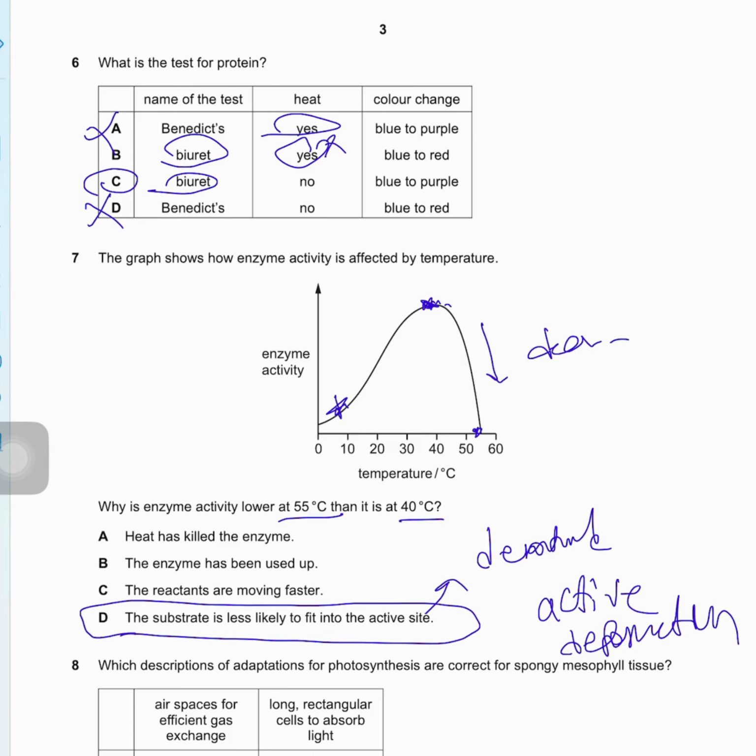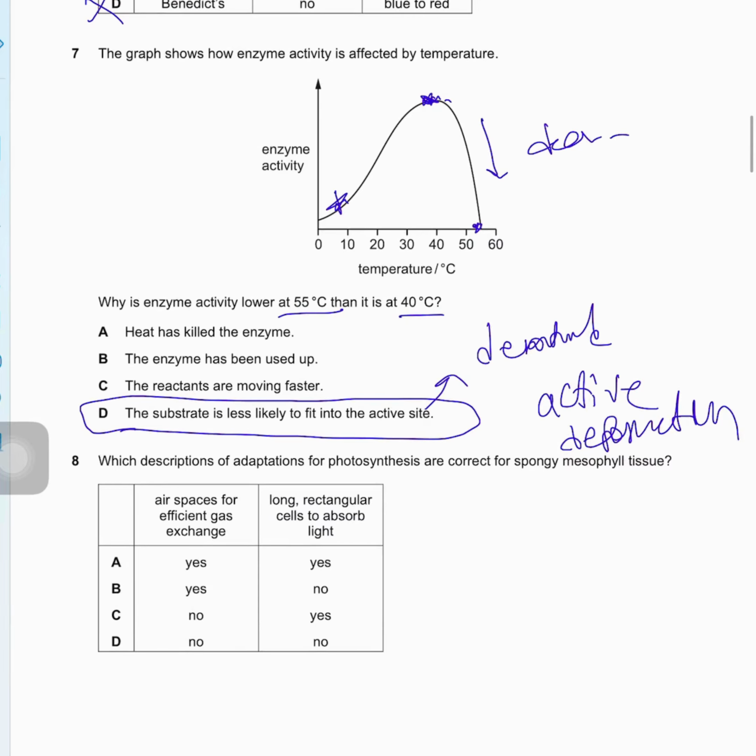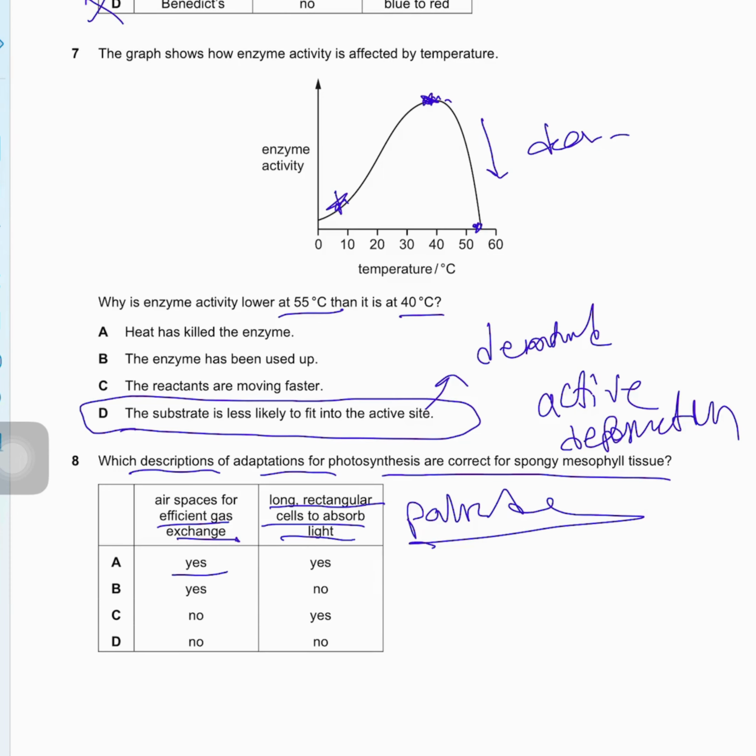Deformation. Number 8. Which descriptions of adaptations for photosynthesis are correct for spongy mesophyll tissue? Statement 1, there are air spaces for efficient gas exchange. Statement 2, long rectangular cells to absorb light. So here he's talking about palisade cells. Yes, there are air spaces. So A and B are my correct answers. C and D are my wrong answers. So it's A or B. Long rectangular cells to absorb light? No, because he's talking about the spongy mesophyll cell. So the answer is B.